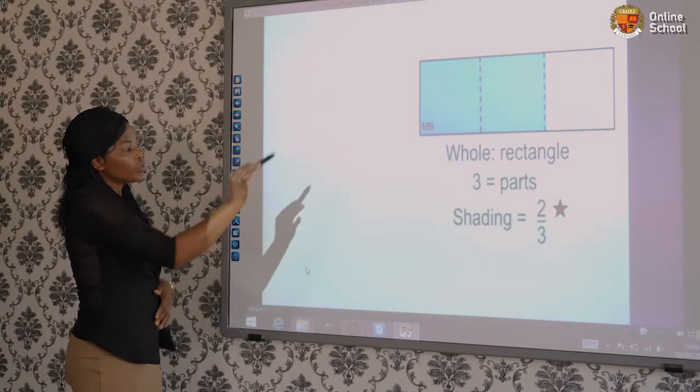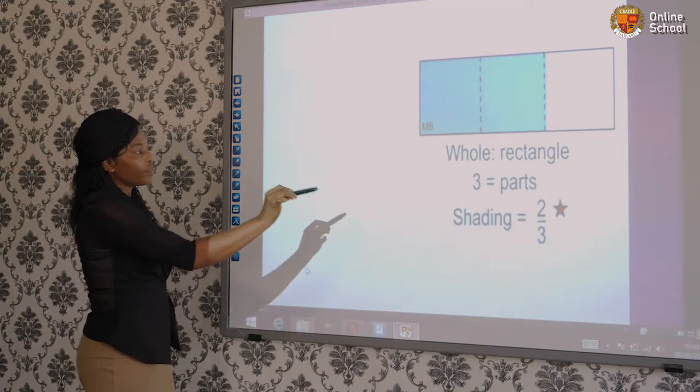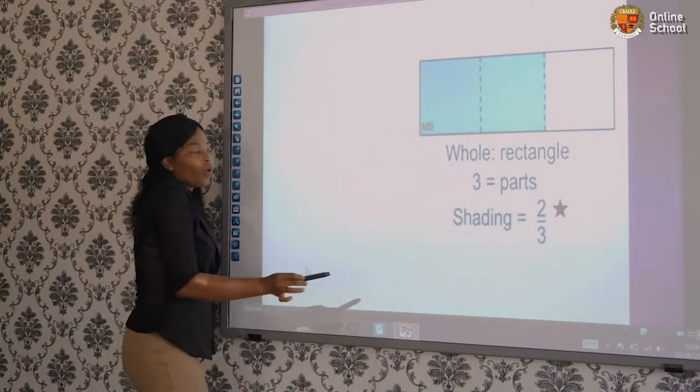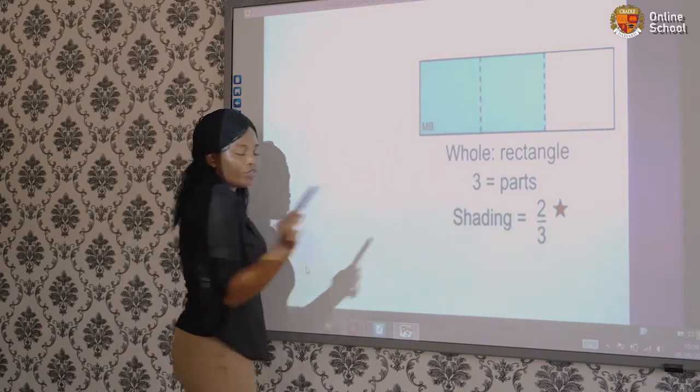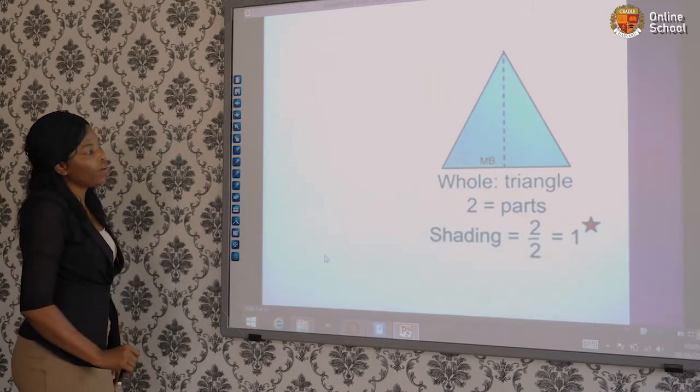2 out of 3, that is 2/3 of that fraction. 2/3 of that fraction is shaded. Why all? We have 1, 2, 3. Don't forget. All right. Then we have another shape here.